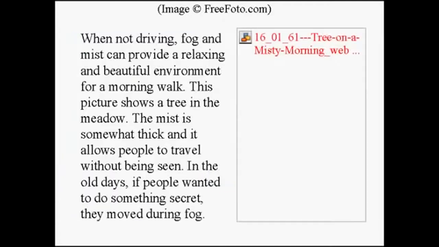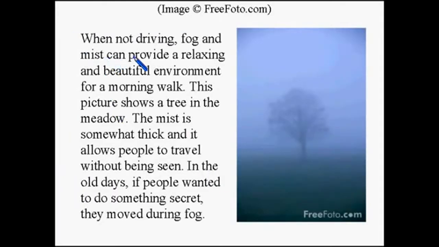Otherwise, drivers would be in greater danger of crashing their cars. When not driving, fog and mist can provide a relaxing and beautiful environment for a morning walk.